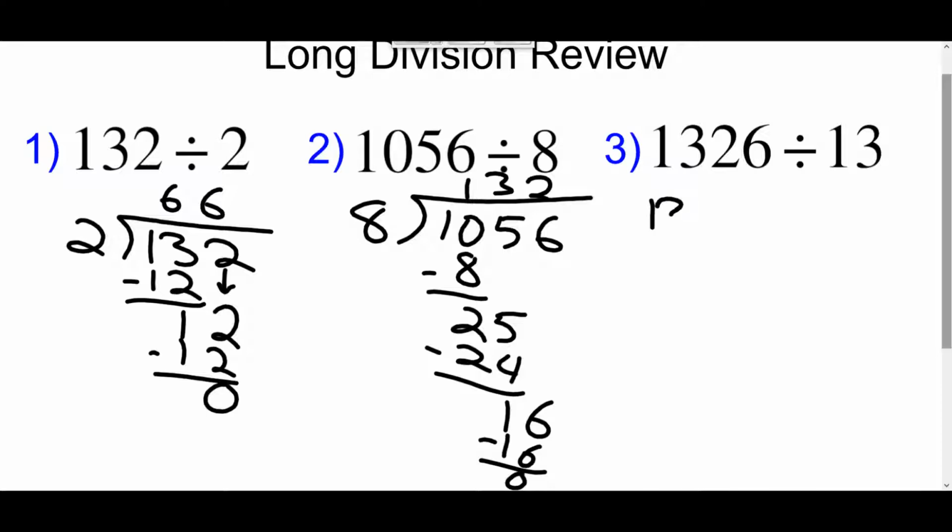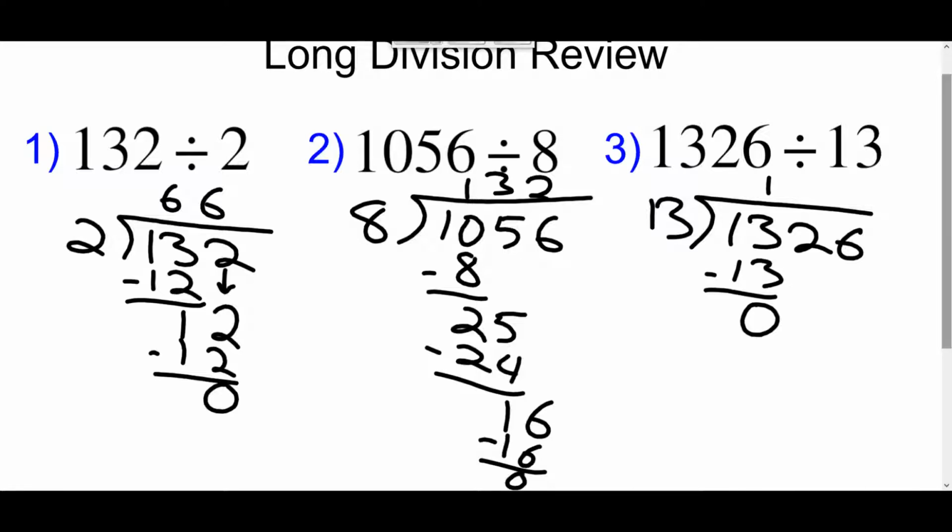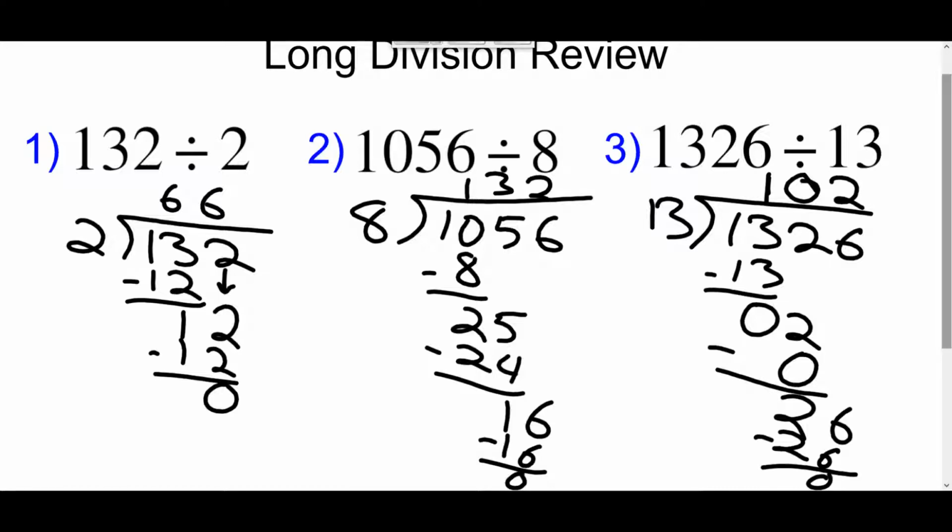All right, now 13 goes into 1326. 13 can't go into 1, so 13 goes into 13 one time. 13 goes into 2. Oh, it can't, so make sure you put the 0 there. Don't forget it, otherwise it'll cause some problems. And then bring a 0 down here, and we have 2, and then we bring down a 6. 13 goes into 26 2 times, and then nothing is left over.